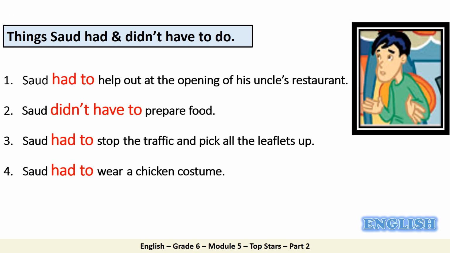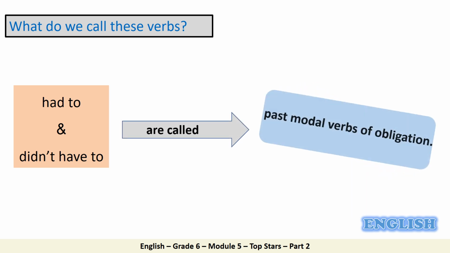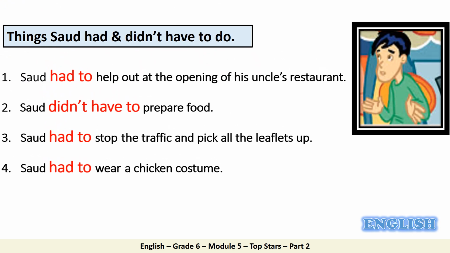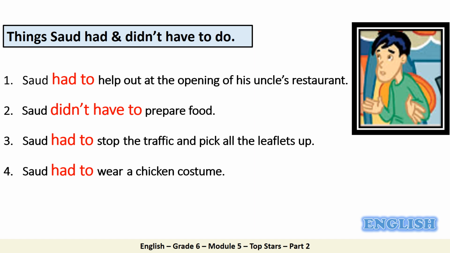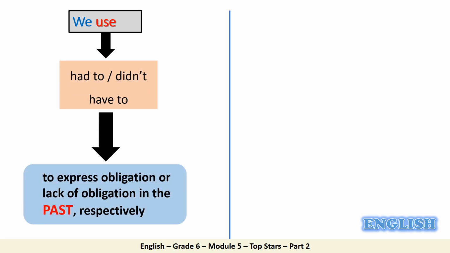I'd like you now to read the following sentences and tell me, what do we call had to and didn't have to? Genius! Had to and didn't have to are called past modal verbs of obligation. I'd like you now to read the same sentences again and tell me, why do you think we use had to and didn't have to? Very good. We use had to and didn't have to to express obligation or lack of obligation in the past, respectively.